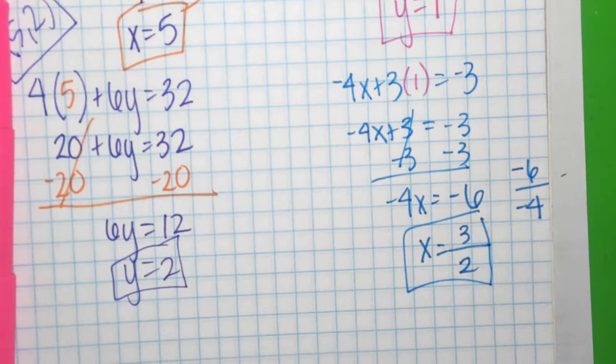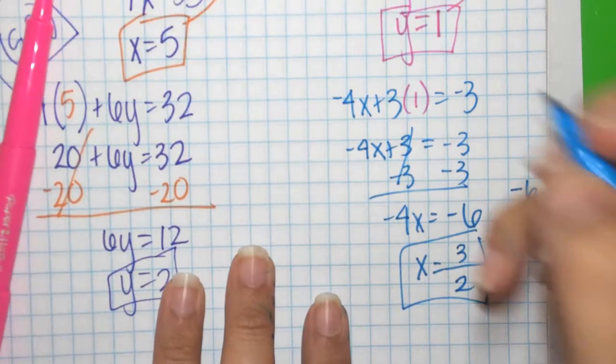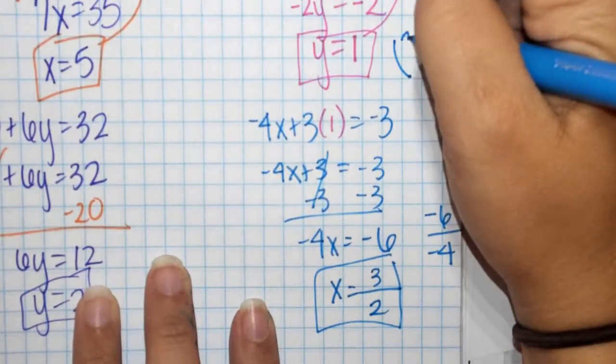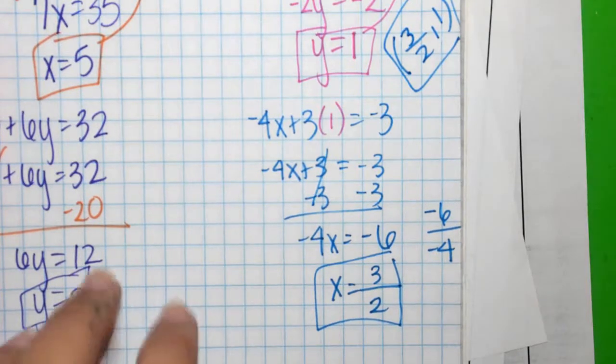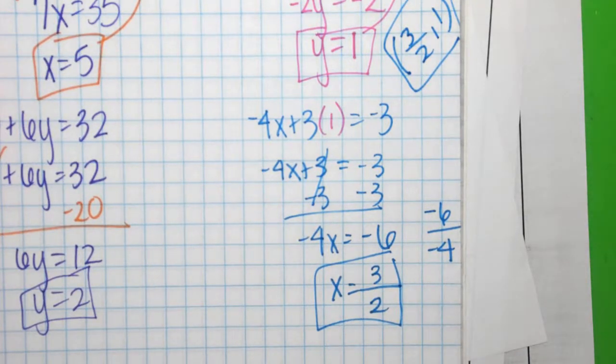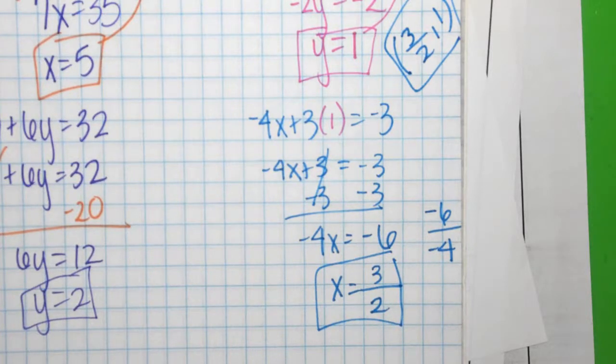Now, am I done? No, you have to write it in the parentheses, right? So 3 halves, comma 1. Did anybody get that one right? Hey, one person. That's so exciting. Makes me so proud. Put your hand down, unless you have a question.